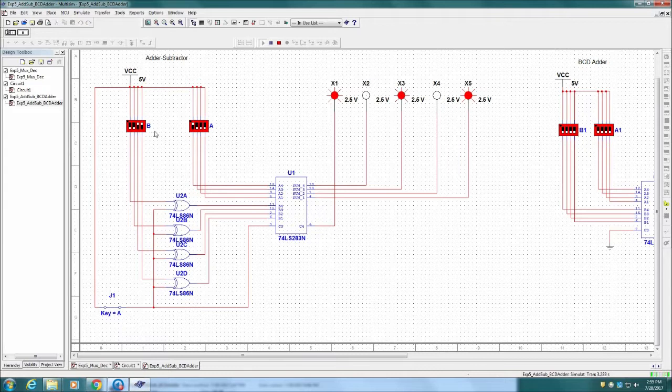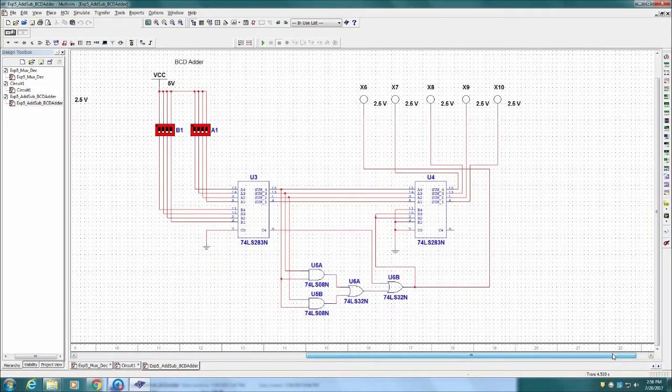0 minus 0 equals 0. 8 minus 0 equals 8. 8 minus 1 equals 7. 8 minus 3 equals 5. Now check 0 minus 1. The output is minus 1. Here we can find the 2's complement representation of 1 in the output. Similarly, we can check different inputs and verify the corresponding outputs.